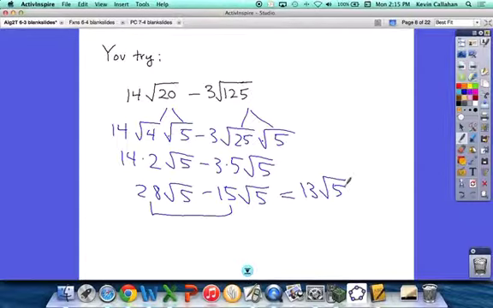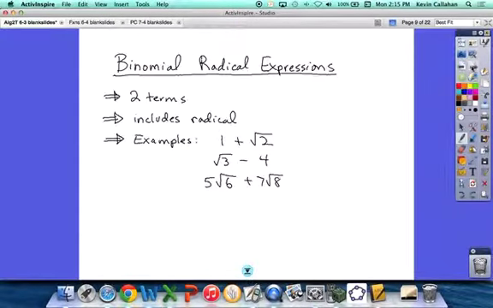Okay, now we get into the part which is why this thing is called binomial radical expressions. Right? Binomial radical expressions, you know, basically, you know all the parts of that. Binomial means 2 terms, right? Radical means includes a radical in there somewhere, right?